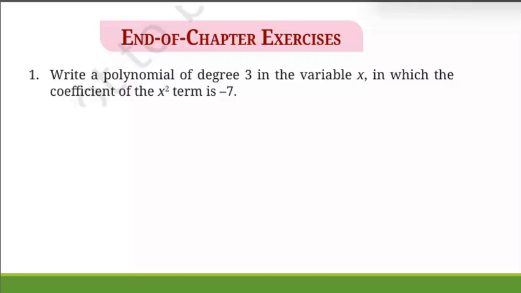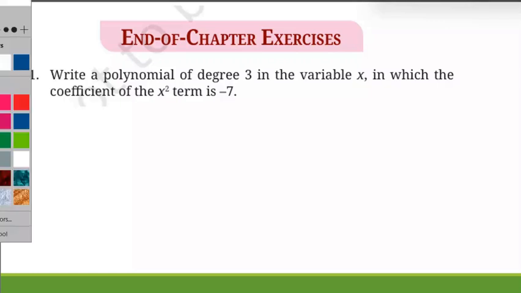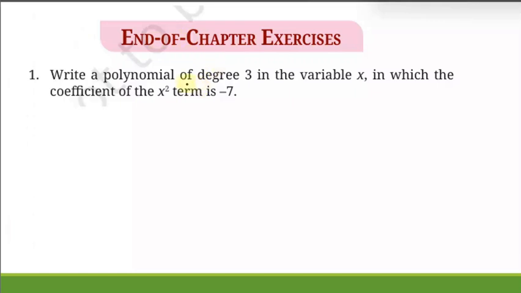Today we're going to discuss the end of chapter exercise. Okay, so the first question is like this. Write a polynomial of degree 3 in the variable x in which the coefficient of x square term is minus 7. It's very easy. Actually, we know that the general format of an equation of a polynomial of degree 3 is ax cube plus bx square plus cx plus d equal to 0. Okay, now this is the general format.